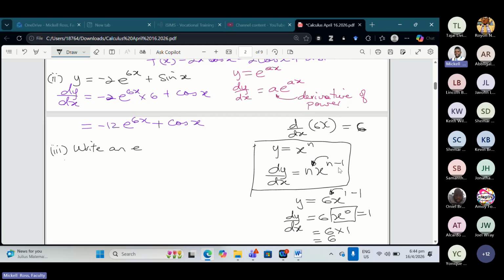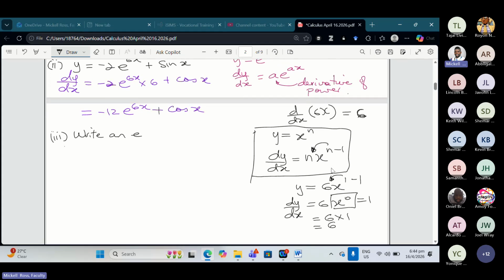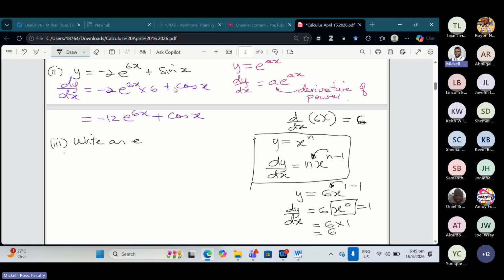So bear this in mind. That is the rule that we use anytime we're differentiating. You multiply the coefficient of the variable by the power, then you subtract 1 from the power. So that is what we did to end up with this. And now the derivative of the trig function is just simply by virtue of the rule. You have to know that the derivative of sine x is cos x, and you have to know that the derivative of cos x is negative sine x. You just have to know that.